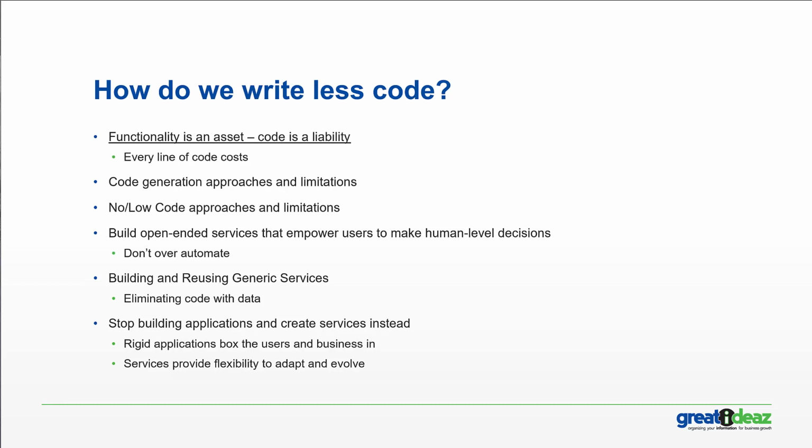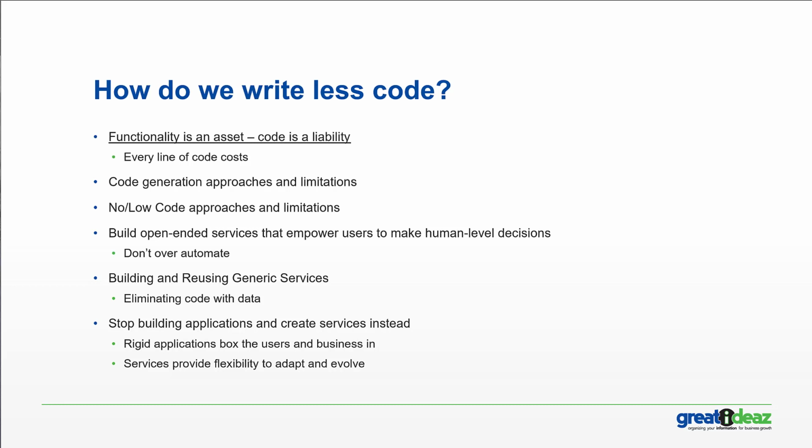So the business needs as much functionality as we can give it, as much of the correct automation and processing as possible. That is an asset. That is helping the business to operate. Functionality is an asset to the business. But every line of code that we have to create to provide that functionality is a liability.